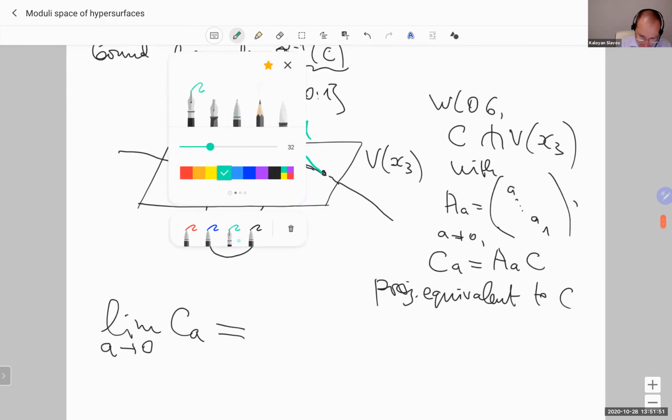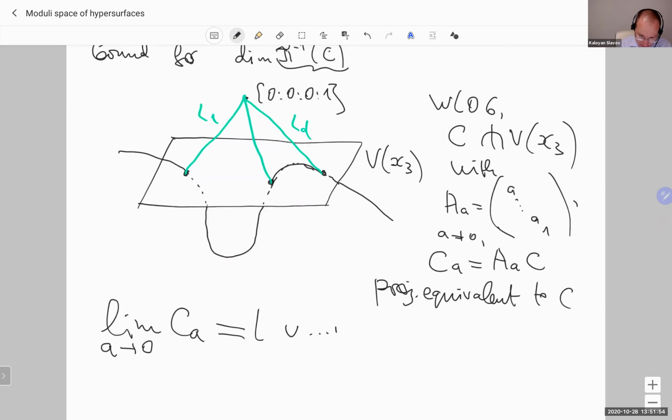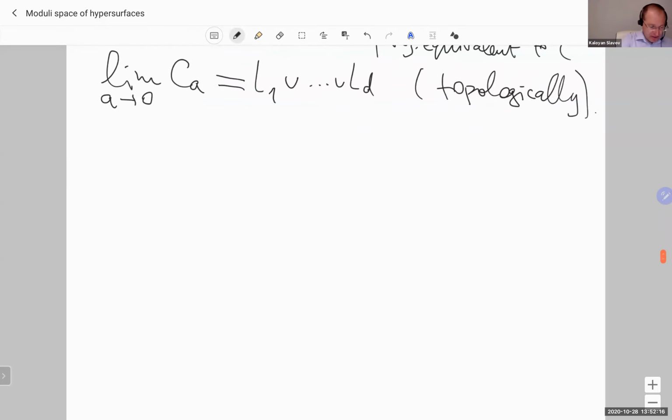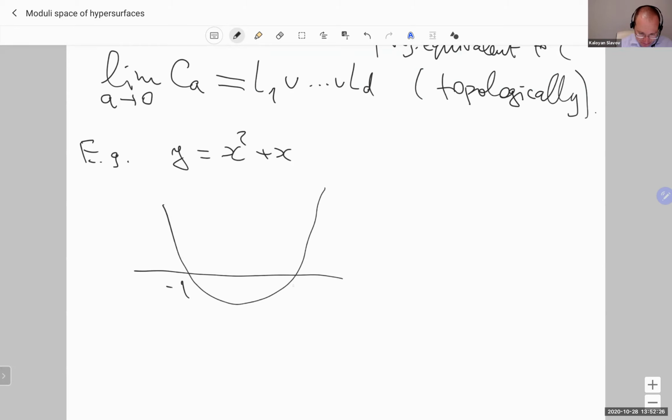L1 union through LD. Set theoretically, topologically. Scheme theoretically, it may not be with the reduced structure, but set theoretically, you get this. This is a degeneration technique. Let me perhaps give an example. Let's say you take y equals x squared plus x, your favorite parabola. Here is -1, here is 1.